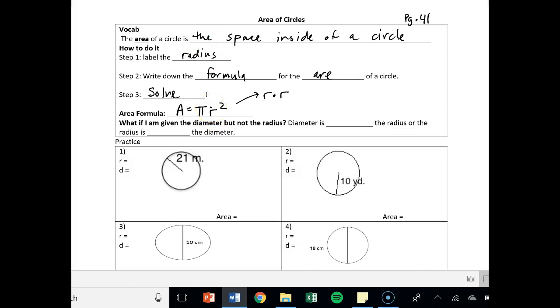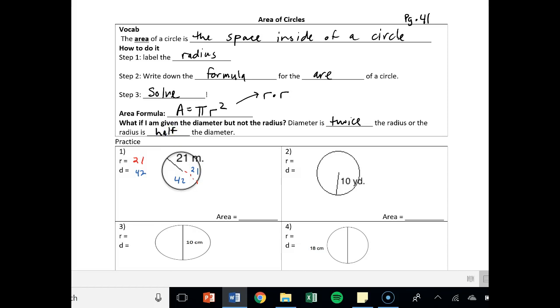So if we look at number 1, the radius in this case is 21. The diameter, it's always helpful to know. If that's going to be another 21, then our diameter is 42, right? Just the diameter is going to be twice the radius. So let's actually fill that out. The diameter is twice the radius, or the radius is half of the diameter.